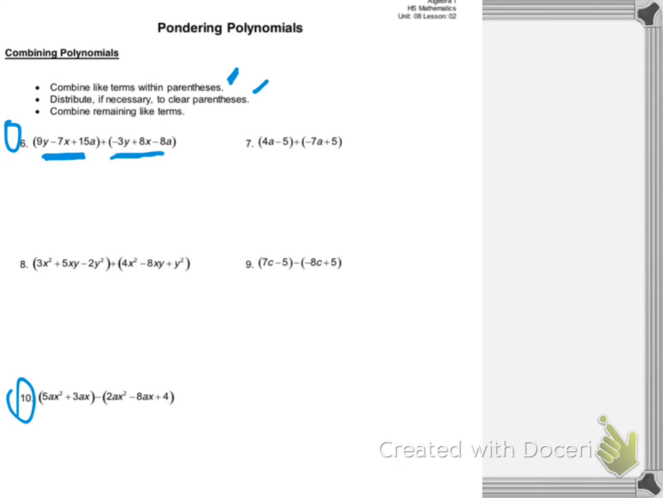Then the next one says distribute if necessary. Well, we don't need to distribute anything. And then the next one is to combine the remaining like terms. So now I'm going to combine my like terms.